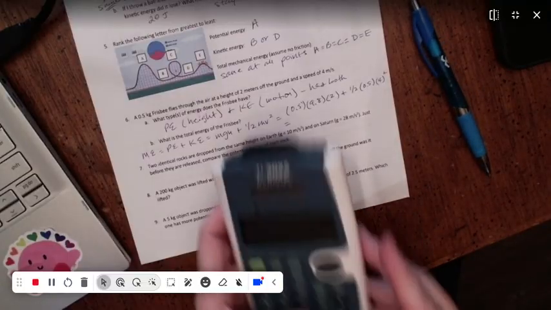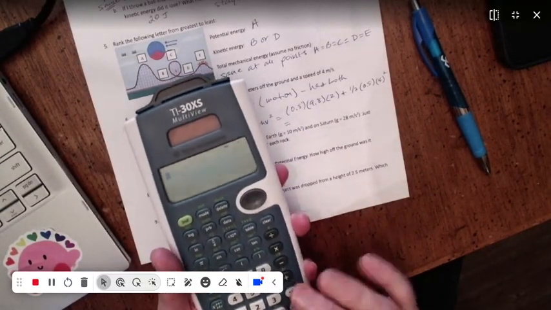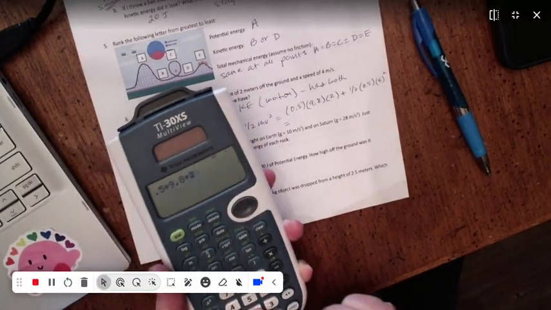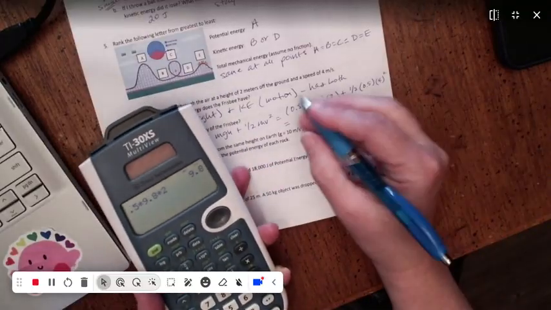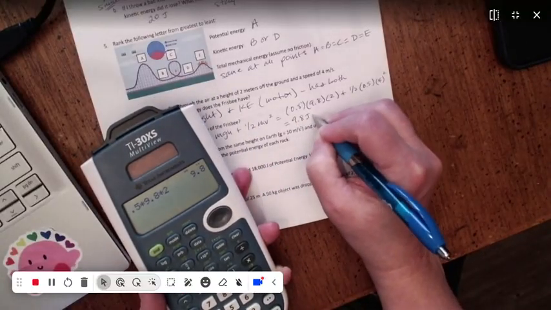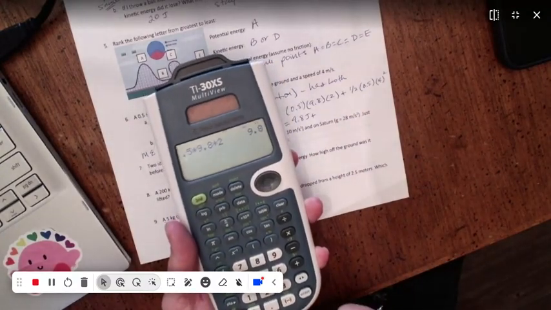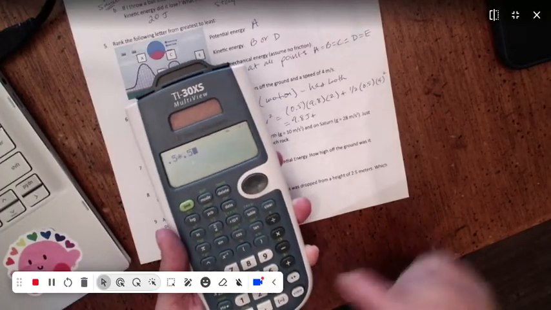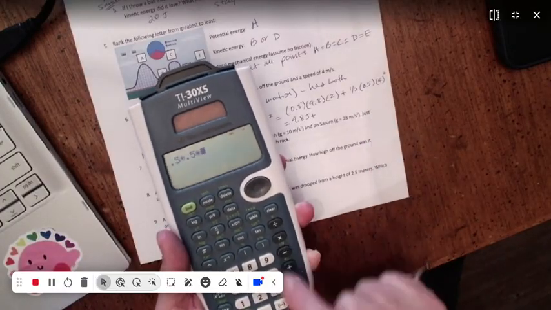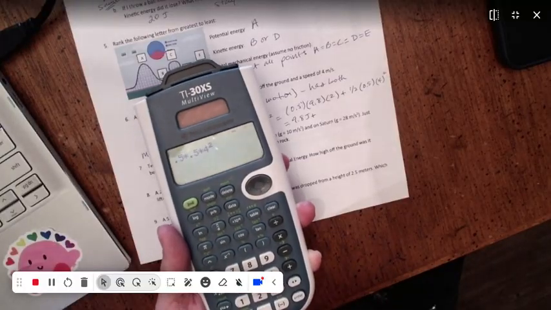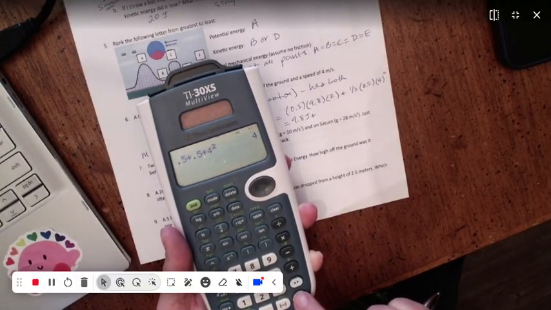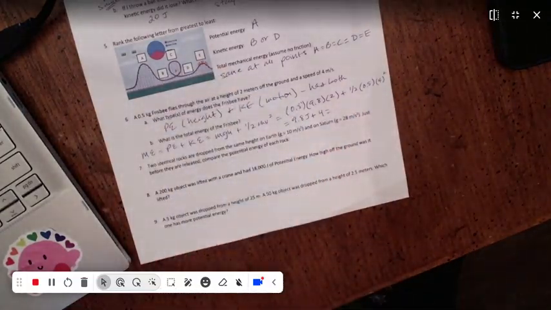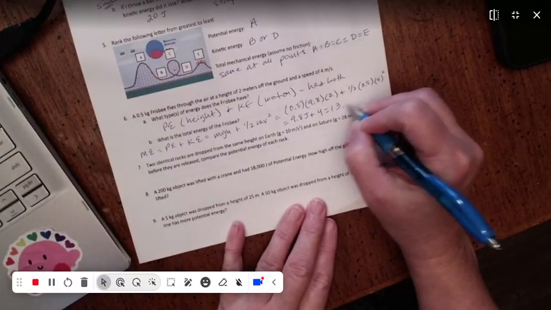So need my trusty calculator. So my potential energy is 0.5 times 9.8 times 2 for 2 meters, 9.8, and that's joules, plus my kinetic energy is 0.5 times 0.5, so that's for my 1/2, and then my mass, and then my velocity is squared, so that's 4. So 9.8 plus 4 is 13.8 joules.